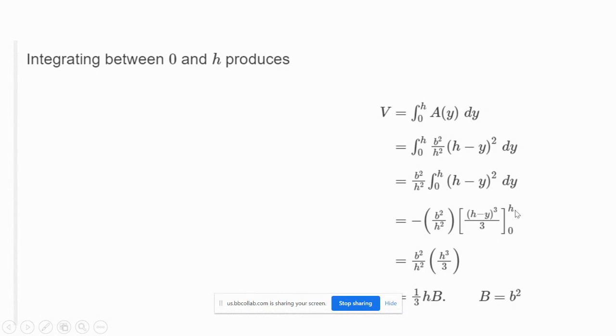Now when I put h in here, I get 0. But when I put 0 in here for y, I get h. So this is going to be h cubed over h squared, times B squared over 3. So you see this is 1/3 h, and then this is B squared, which was the capital B. And so we've proven a geometry formula using this technique.